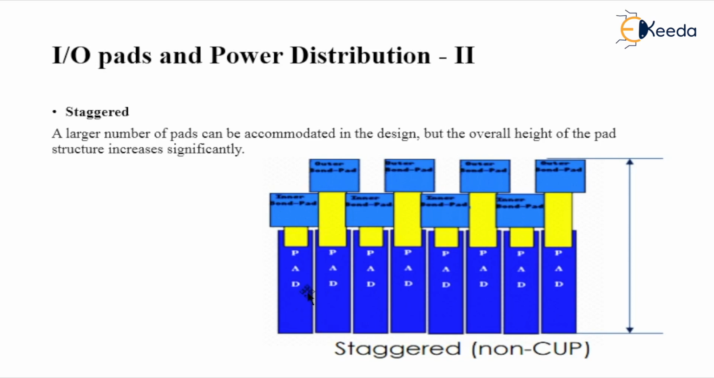At the first stage it is acting as an inner bond pad, the second one as an outer bond pad, the third inner, fourth outer, fifth inner, sixth outer, seventh inner, and eighth outer. So alternately it is acting as inner as well as outer bond pad. Pads 1, 3, 5 and 7 are inner bond pads, and pads 2, 4, 6 and 8 are outer bond pads.